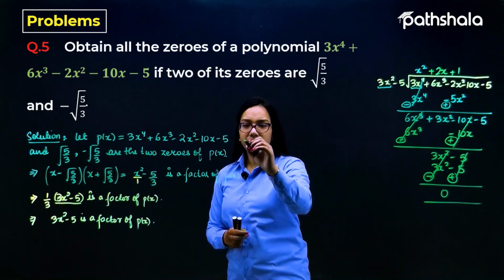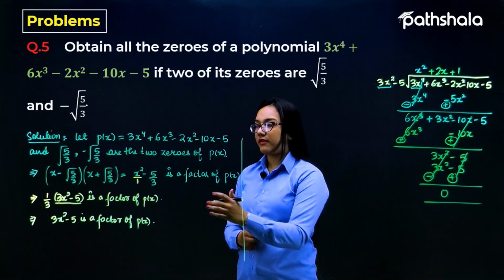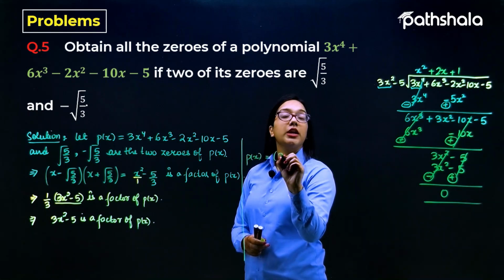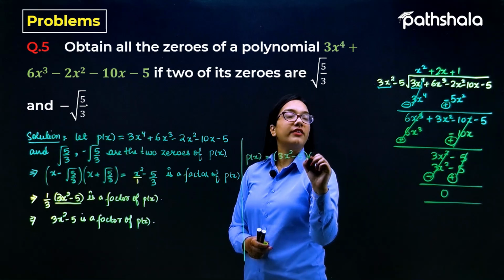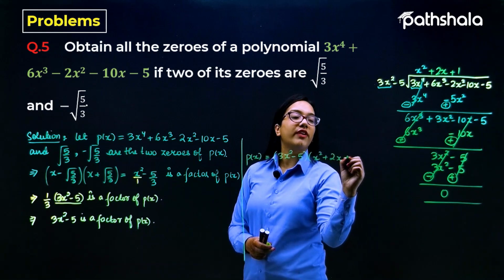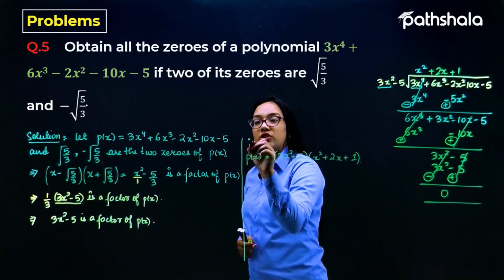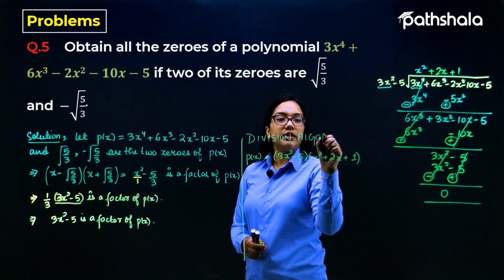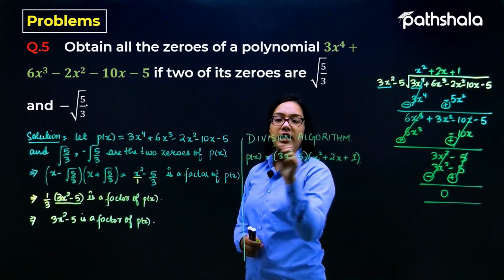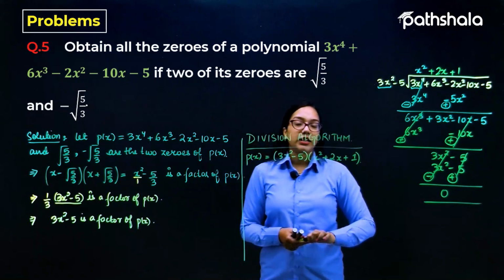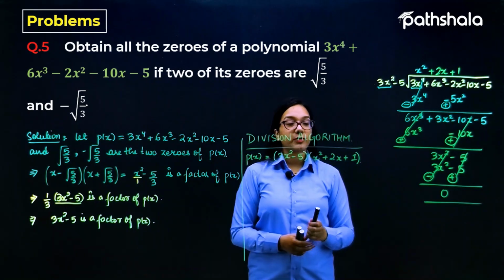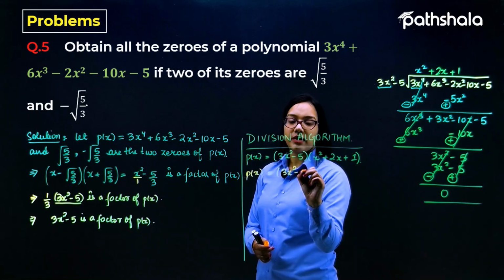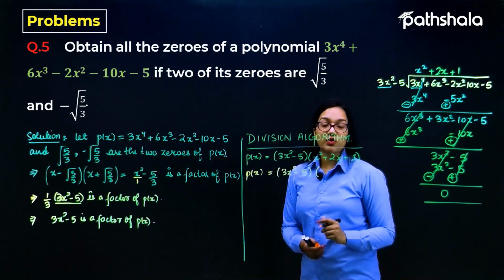So we can represent the polynomial p of x as 3x square minus 5 into x square plus 2x plus 1, using the division algorithm. Again, we can find the factors of these terms: 3x square minus 5, and x square plus 2x plus 1.